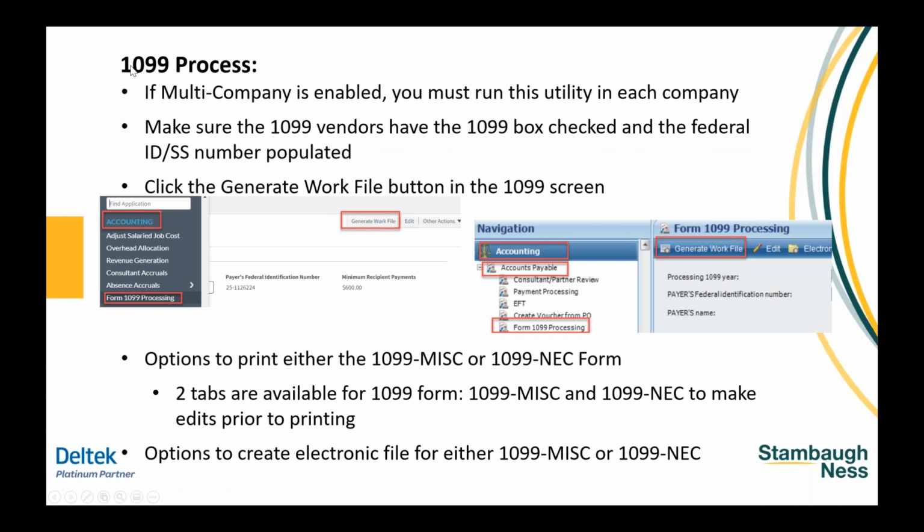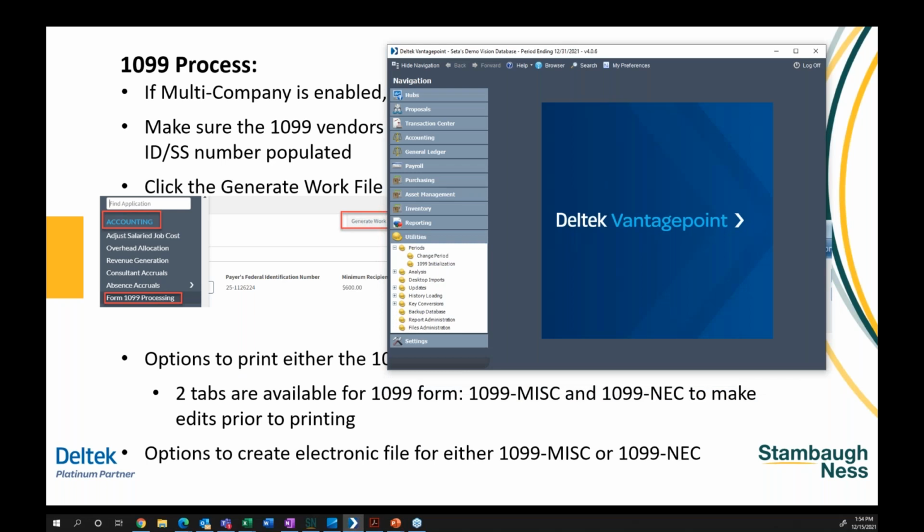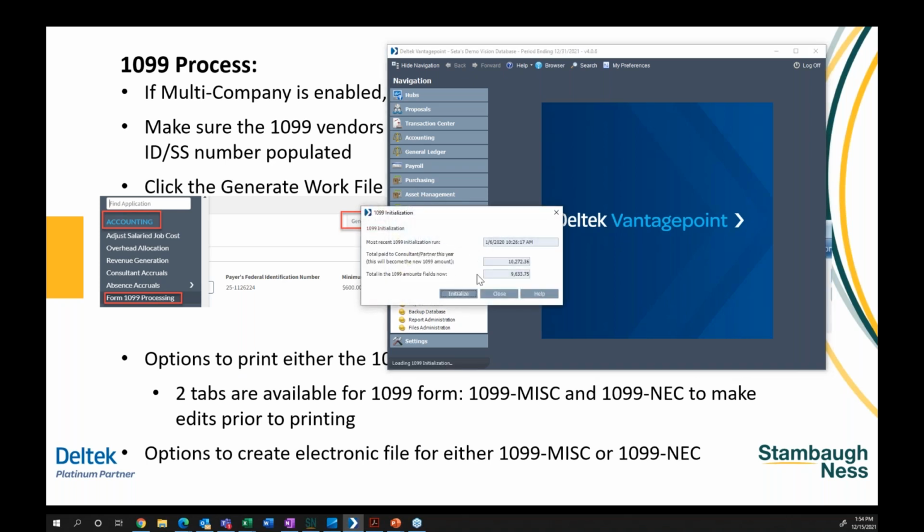In Vantagepoint, got to remember which one that one was, right? This is on the desktop version under Utilities, periods, 1099 initialization. So for your Vantagepoint users, you will need to access your desktop to complete this step.